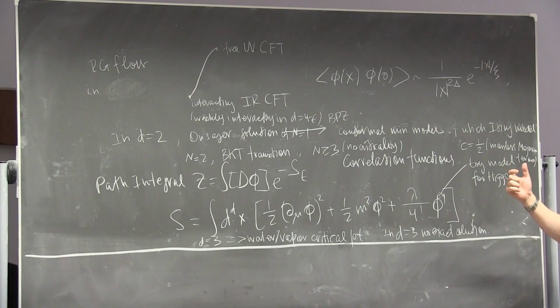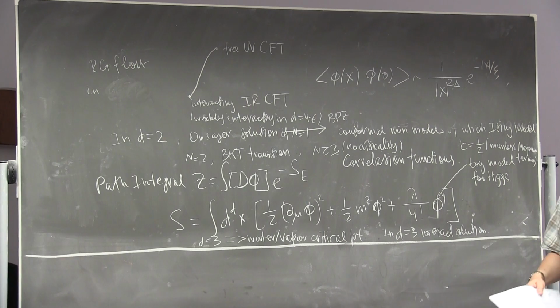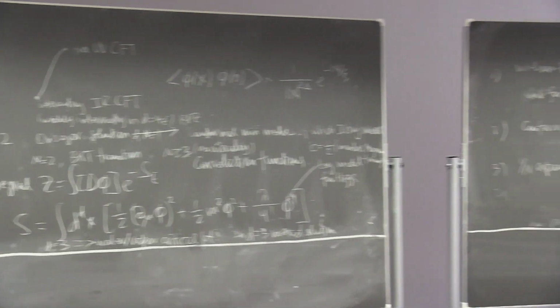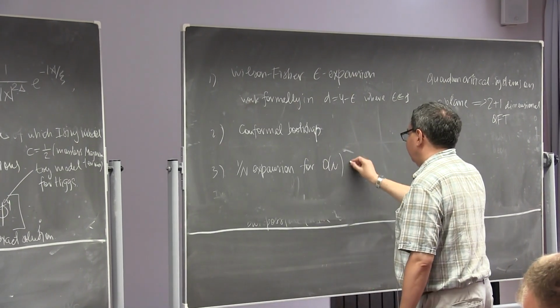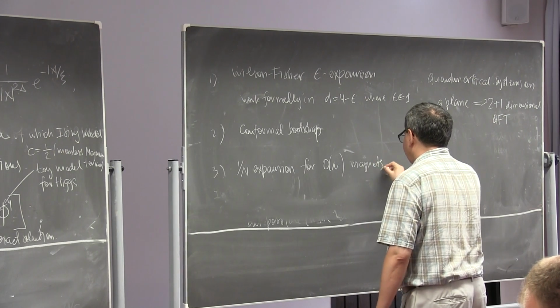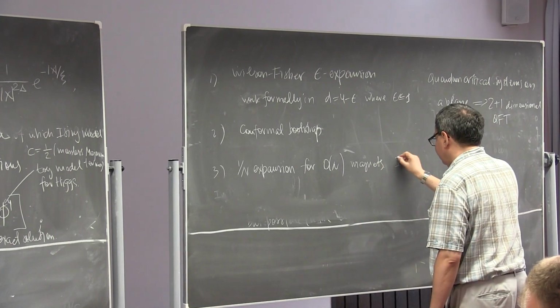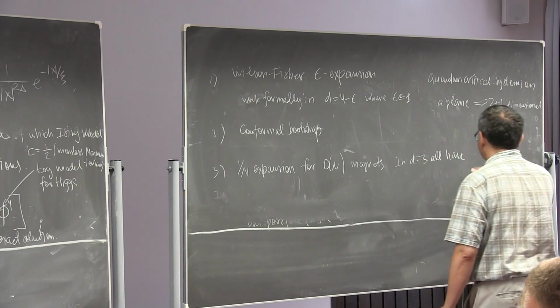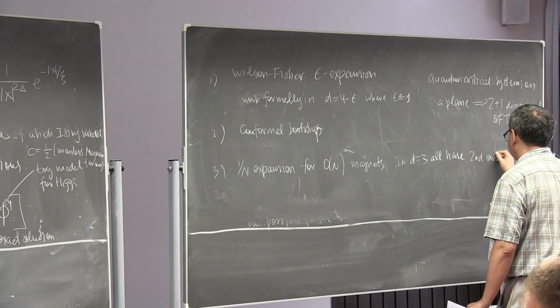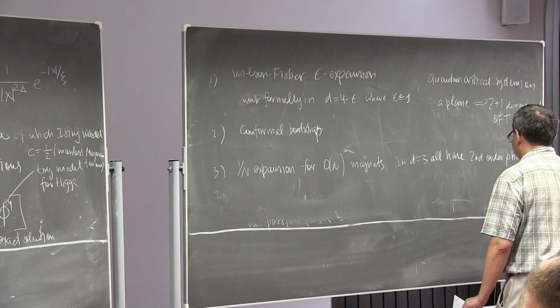This has to do with the fact that in d equal 2, this model is described by a nonlinear sigma model, which has a quantum violation of criticality. But in d equal 3, all these models are critical. So for these O(N) magnets, and in particular in d equals 3, all of them make sense. All have second order phase transitions.